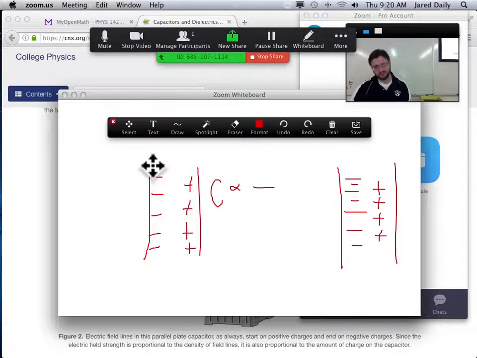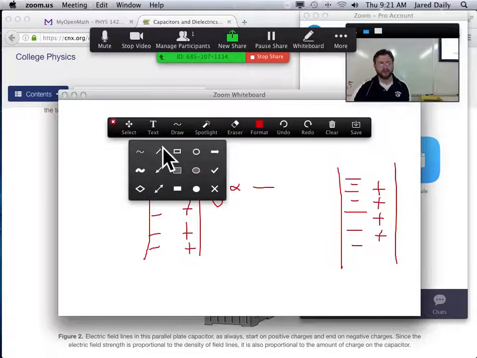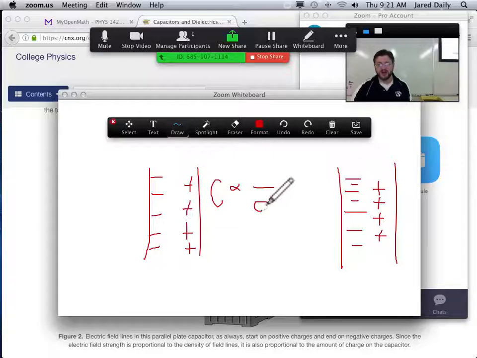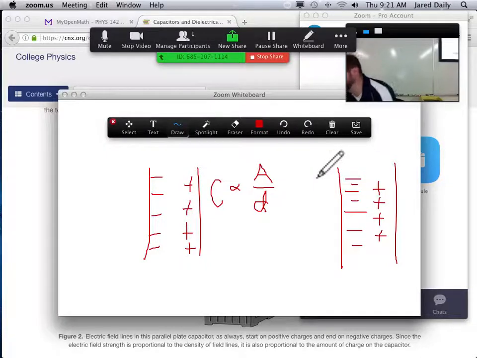Capacitance is inversely proportional to the distance between the plates, it turns out. And it's directly proportional to the area of the plates. Directly proportional to the area of the plates, it turns out. So if you want to increase it, you increase the area of the plates and decrease the distance. If you want to decrease your capacitance, decrease your area, or increase the distance, or both. And that will decrease it, it turns out.